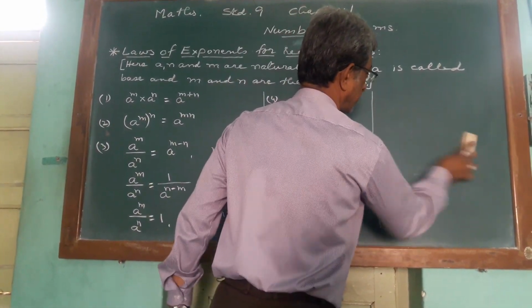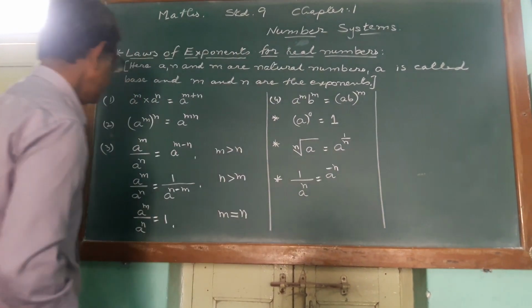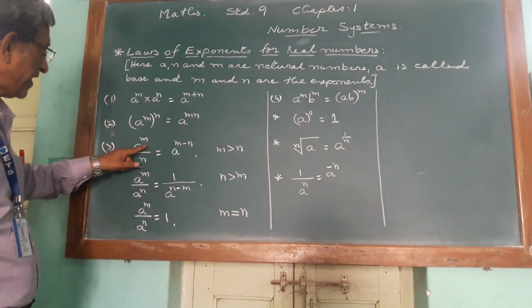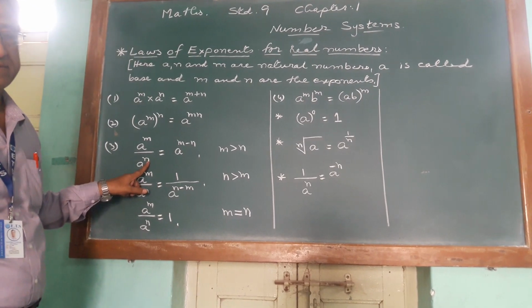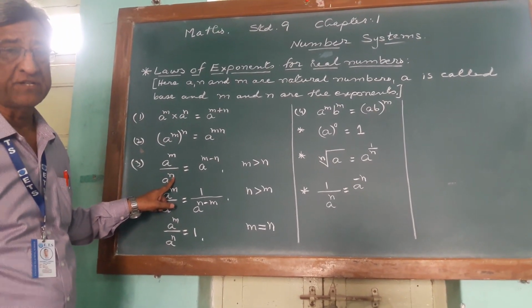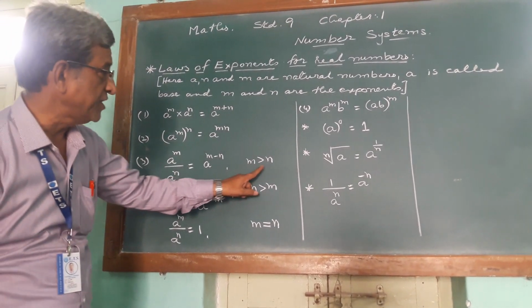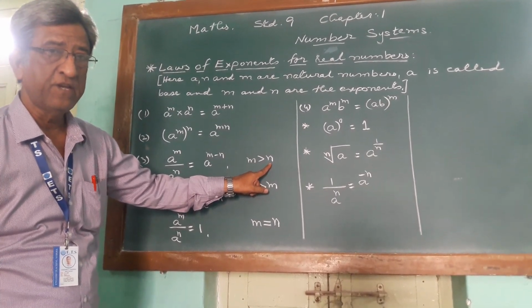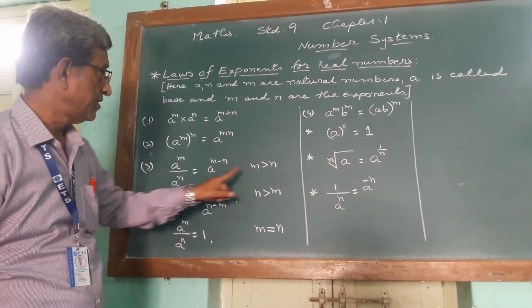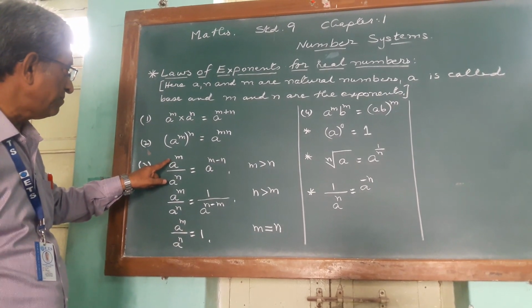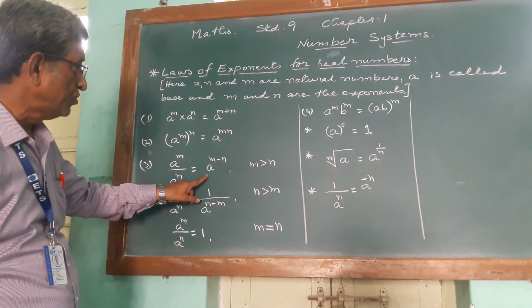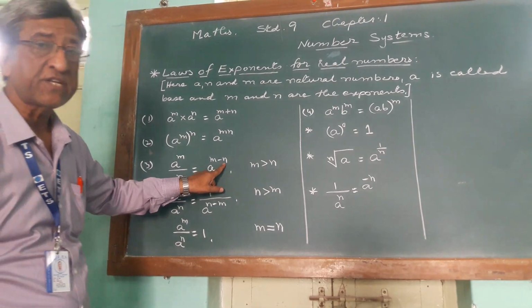Now third rule: a raised to m divided by a raised to n. There will be three possibilities. If m is greater than n, then a raised to m upon a raised to n gives you a raised to m minus n.